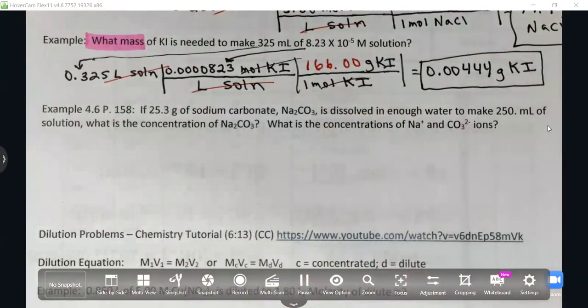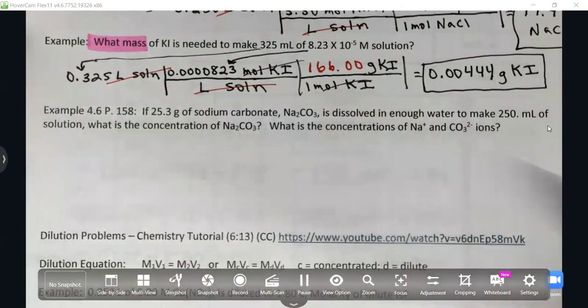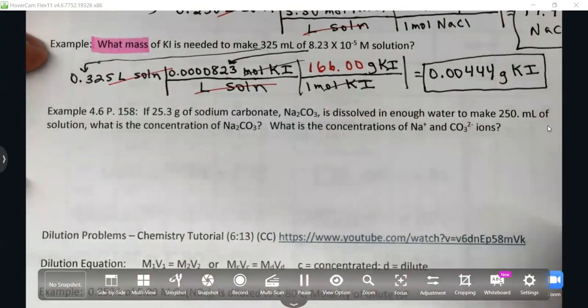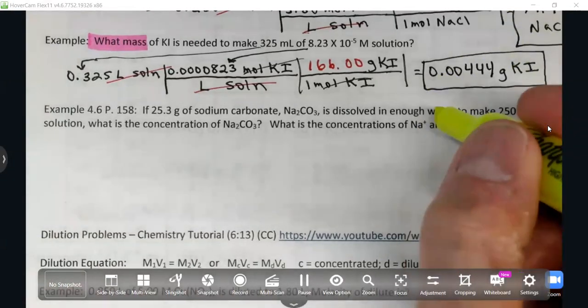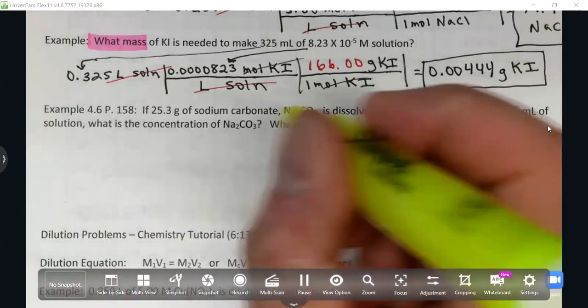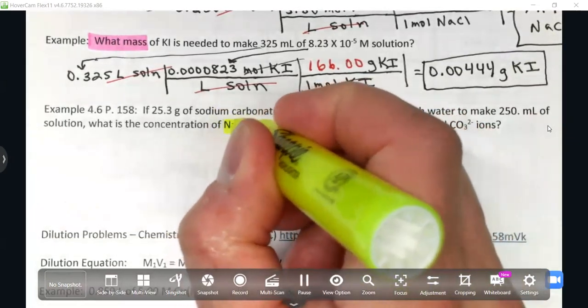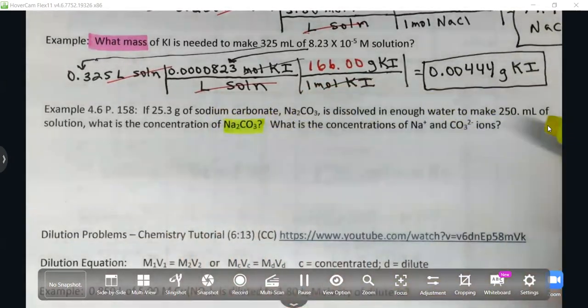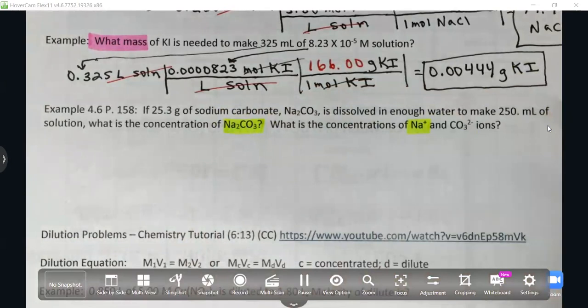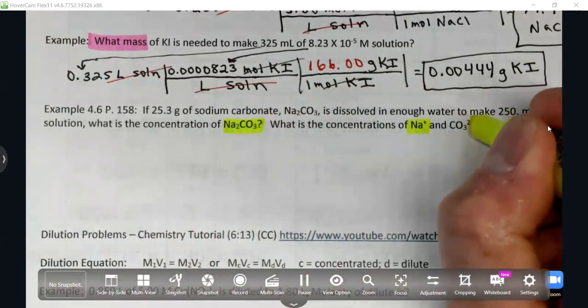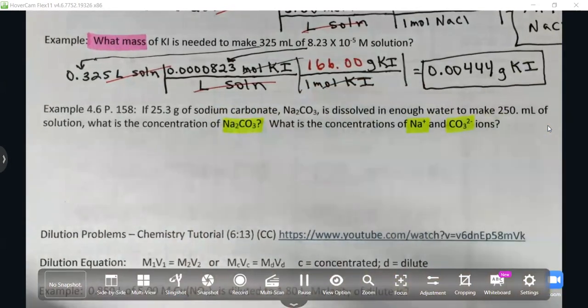Okay. So the next problem, we're just calculating concentration, but then it asks for the ions. So this is similar to lab. There was a lab problem. It wants the concentration of sodium carbonate. It wants the concentration of sodium ion and CO3 2- ions.